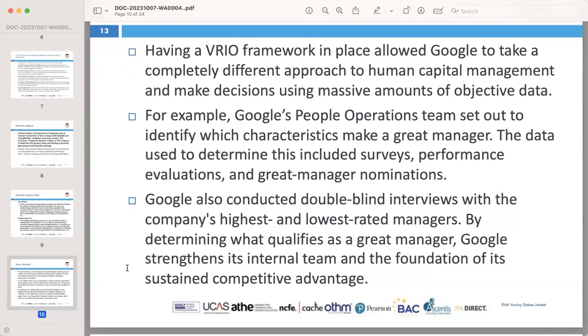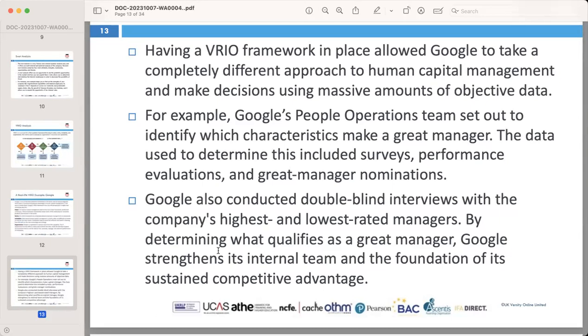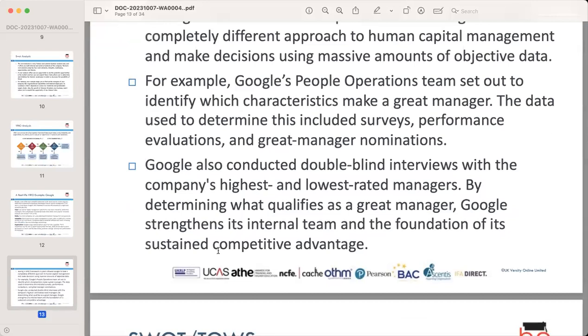Google also conducted double-blind interviews with the company's highest and lowest rated managers, determining what qualifies as a great manager. Google strengthens its internal team, which is the foundation of its sustained competitive advantage. So the VRIO framework allowed Google to revolutionize human capital management. They use objective data to identify great management, strengthening their internal team.